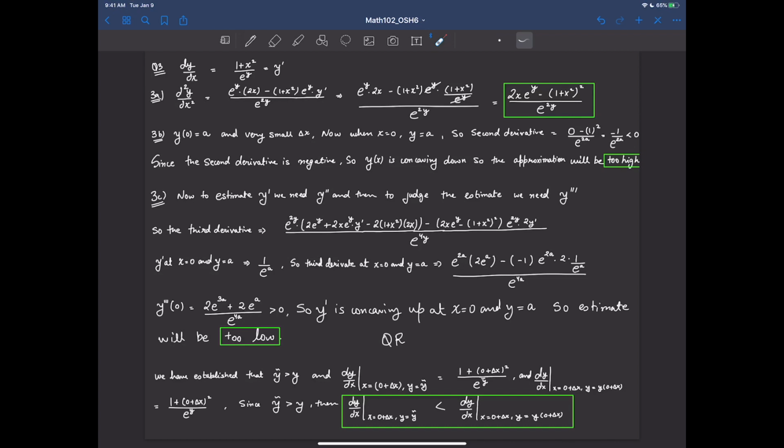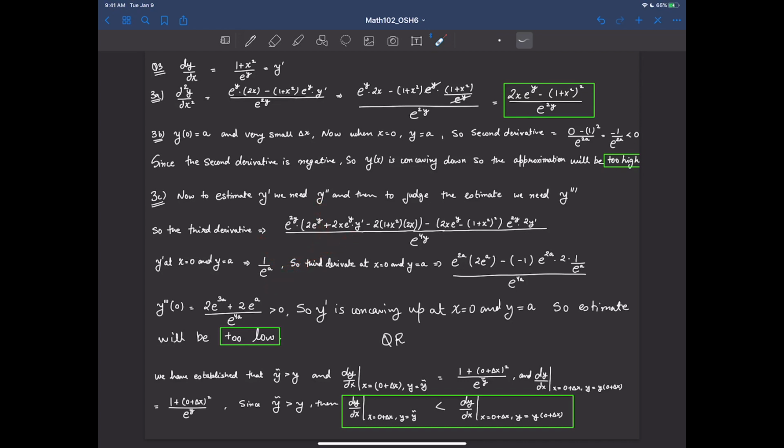And when you see that this triple derivative at this point is always positive, it means that this function here is concave up. So if you try to estimate something on a concave up function, you're going to get a lower estimate. Okay, so that's one way to do it.